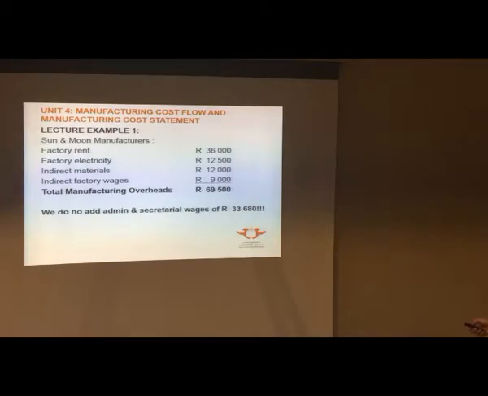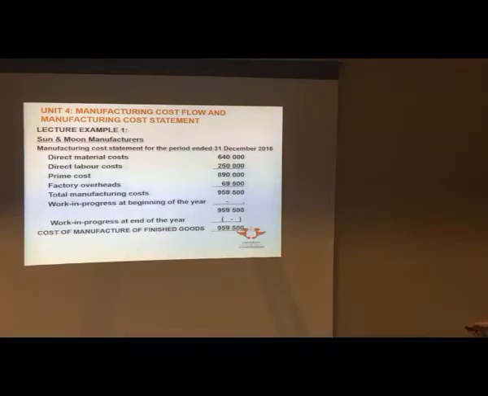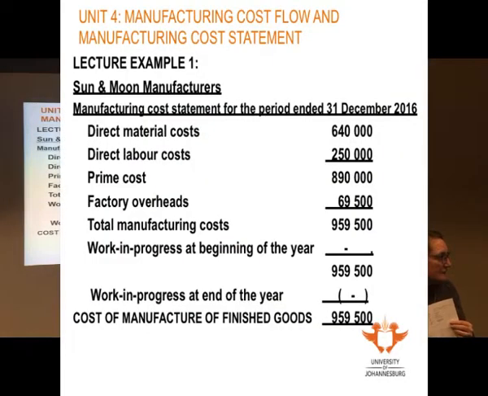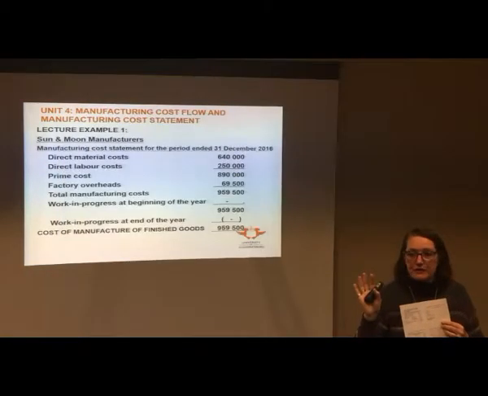Right, so then you get a cost of manufacture of finished goods of 959,500. Did you get that? Yes. Any questions? Very straightforward.